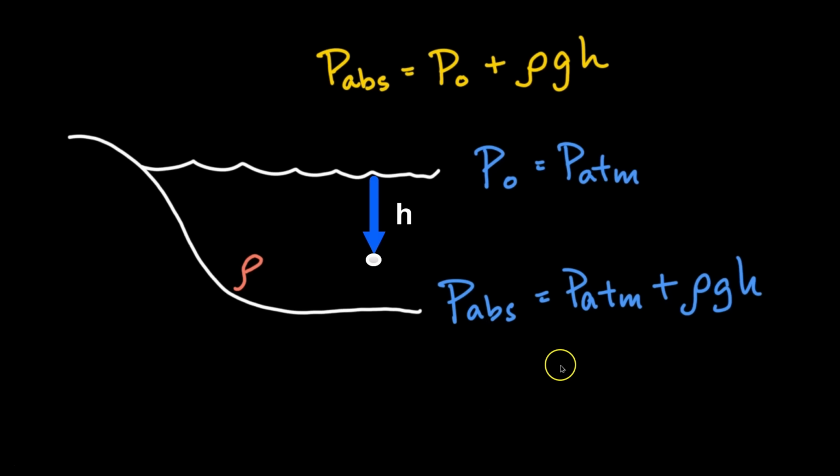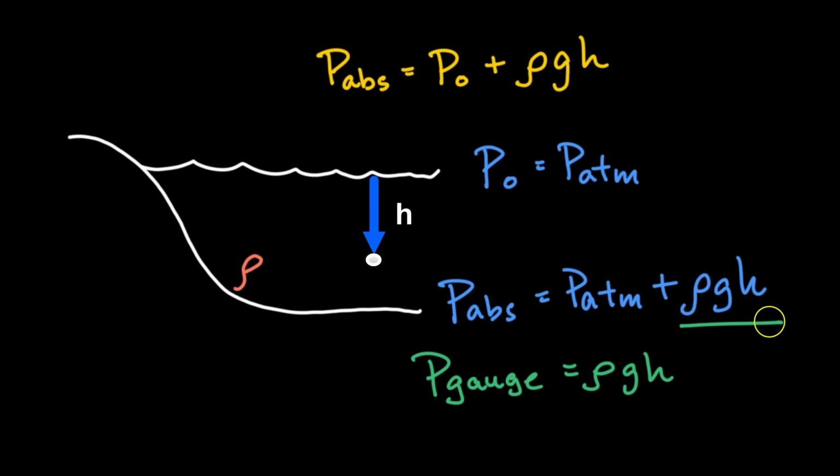So the big idea here is that as you go deeper vertically, as you go further down into the water, there's going to be an increase in pressure because there's more water, more fluid above you pushing you down. The next part of the question asks, what is the gauge pressure at that point? The gauge pressure is the pressure measured relative to the atmospheric pressure. It tells you how much higher or lower the pressure is compared to atmospheric pressure. So the gauge pressure here is rho gh.